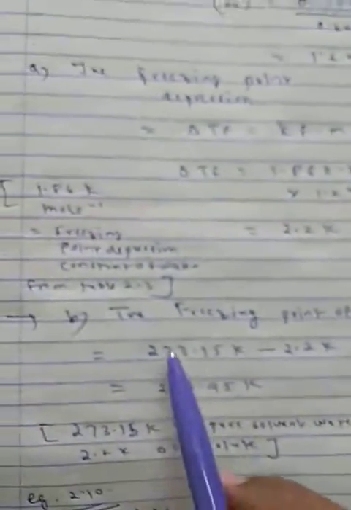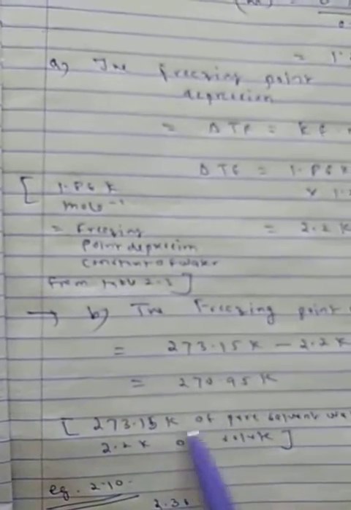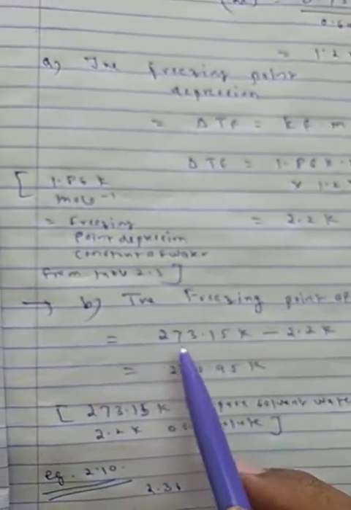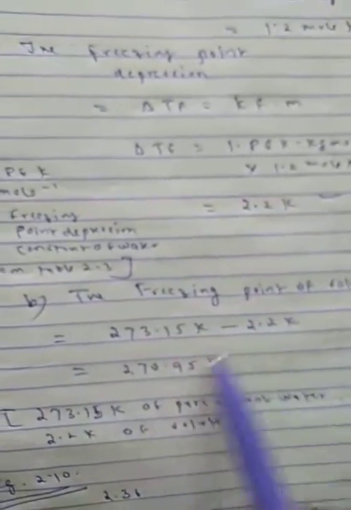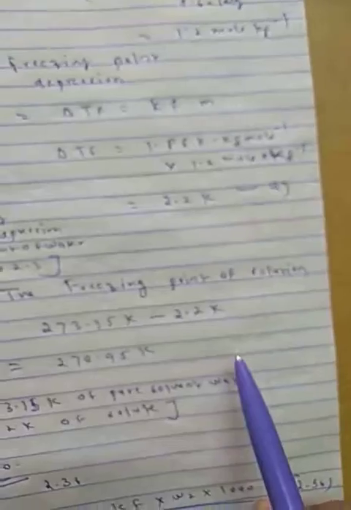Now second, the freezing point of the solution. For the freezing point of the solution, first we have to take the solvent's freezing point, that is 273.15 Kelvin, minus the delta Tf which we got for the solute, and you will get the freezing point of the solution.